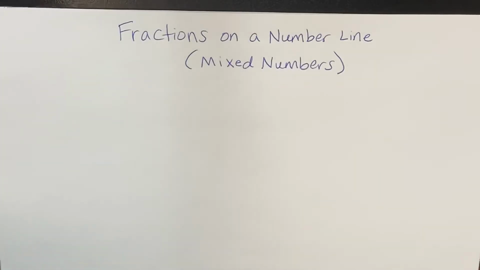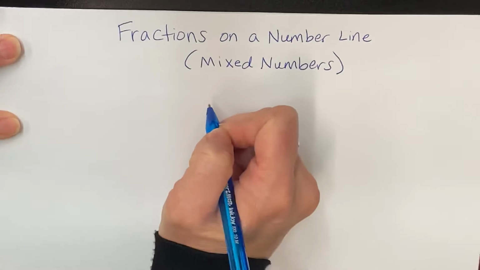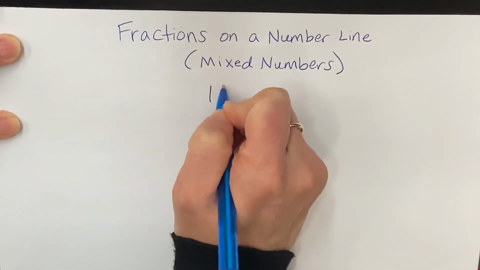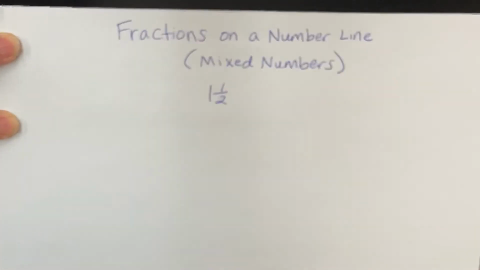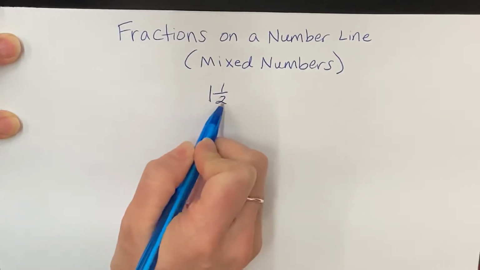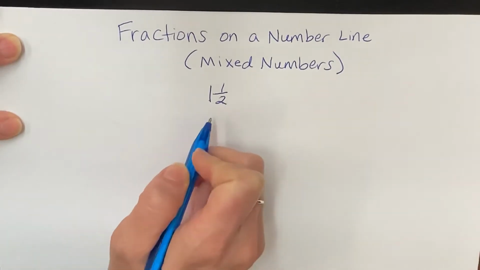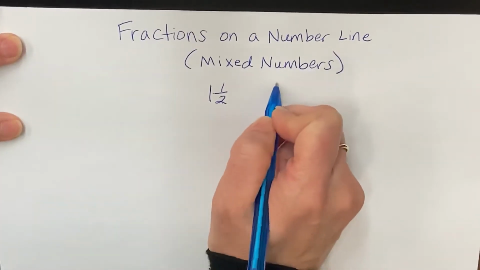Today we are going to be learning about how to add mixed numbers to a number line. A mixed number is when you take a whole number and a fraction and you put it together. For example, it might look something like this, 1.5. It's a whole number and a fraction put together. Well, what does that look like drawn out?